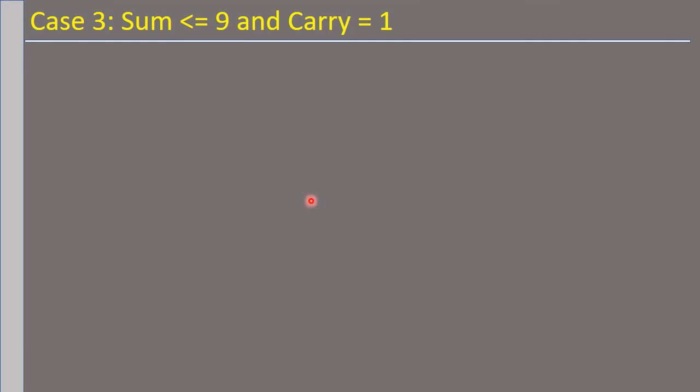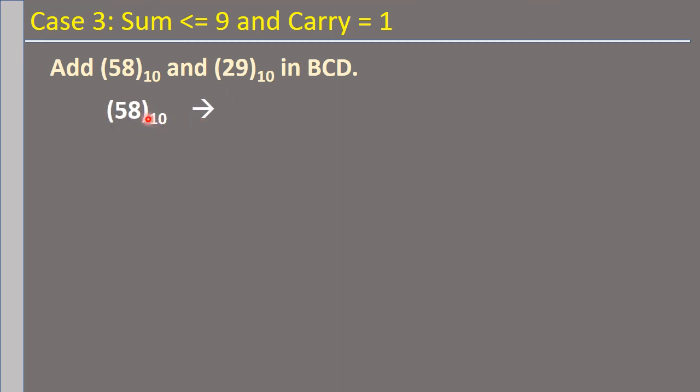Let's discuss the third case of BCD addition, where the sum is less than or equal to 9, but there is a carry generated. So let's add 58 and 29 using BCD addition. 58 is represented in BCD form as, first 5 is written in BCD as 0101. Similarly, 8 is represented as 1000.